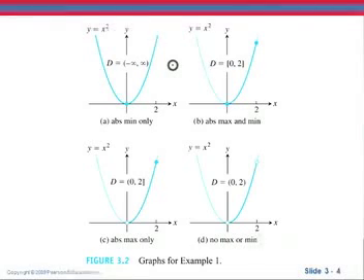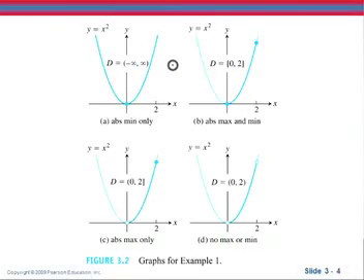Now, here are some examples of functions with absolute maximums, minimums, or no absolute maximum and minimum. If you look at the A graph, it has an absolute minimum only. We are looking at the graph of y equals x squared with the domain between negative infinity and positive infinity. And it has a low point there at y equals 0 and x equals 0.